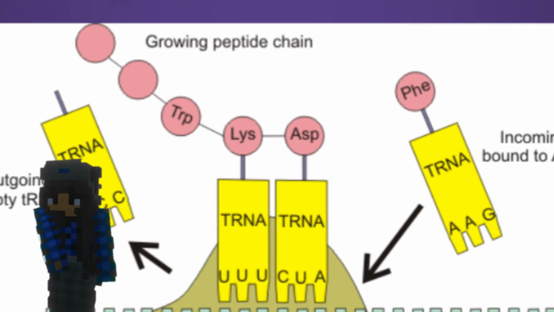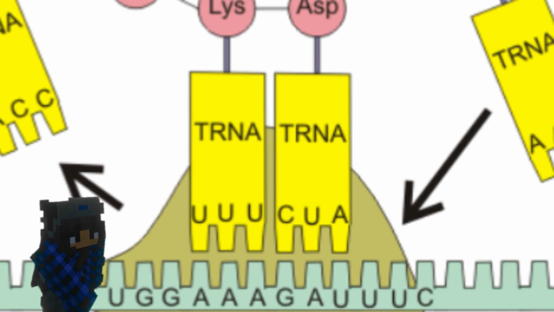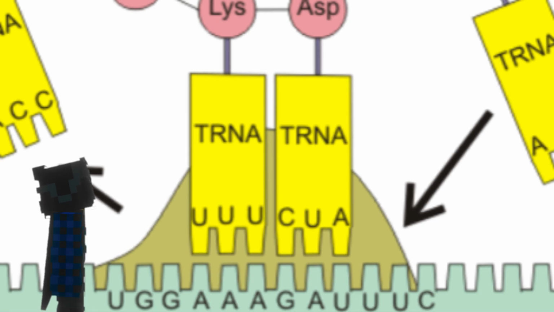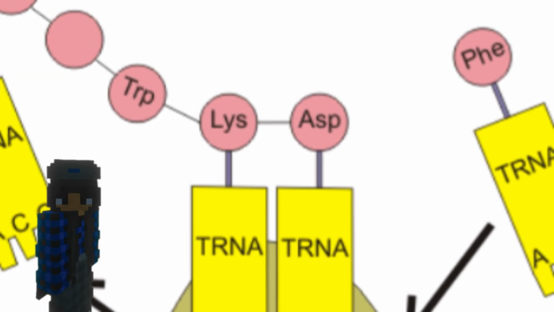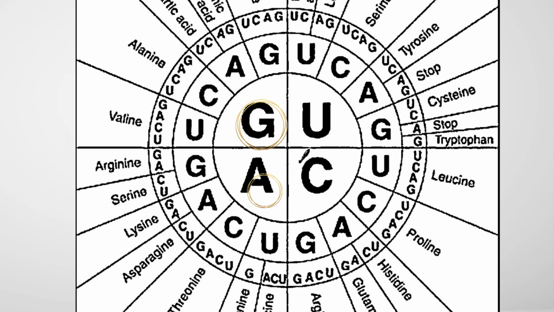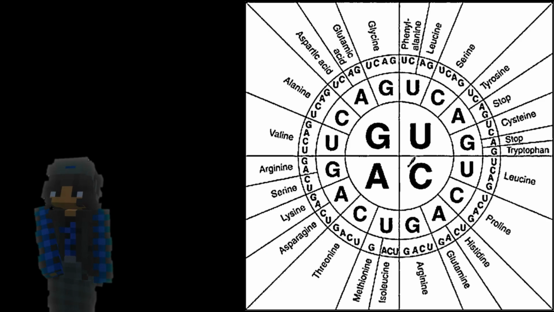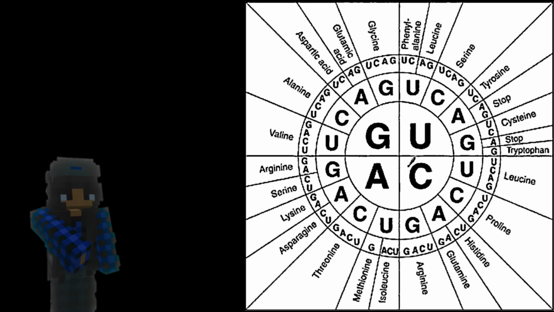Transfer RNA, or tRNA, has an anti-codon that pairs with the mRNA codons, ensuring the correct amino acids are brought to the ribosome. Each tRNA molecule carries an amino acid and matches its anti-codon with the mRNA codon. For example, if the mRNA has the codon AUG, then the tRNA will bring the amino acid methionine. Here is a wheel that shows what each codon codes for. So you would start in the middle for the first letter.